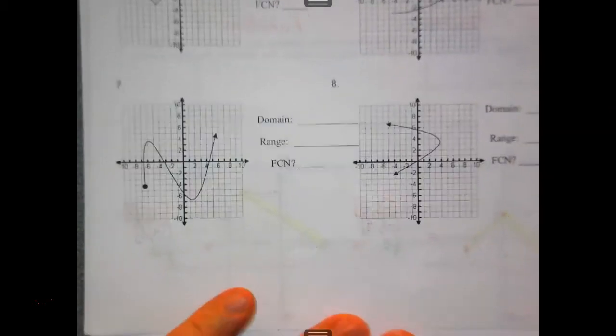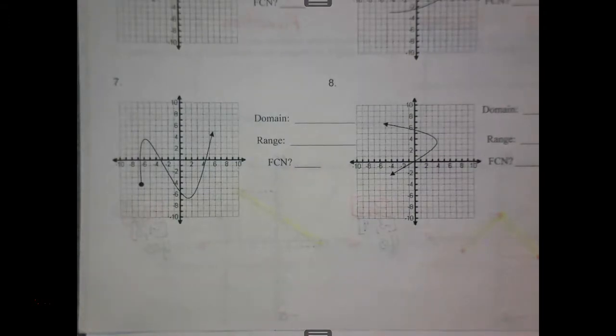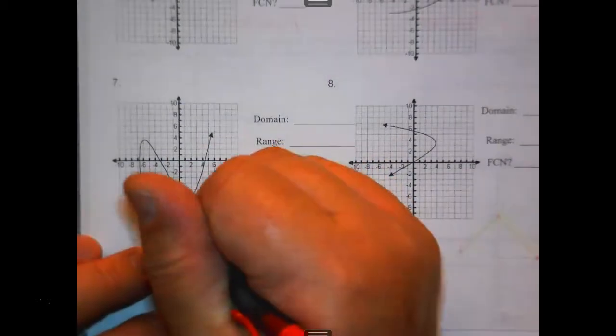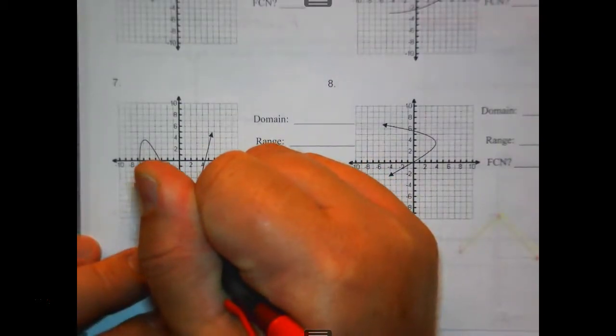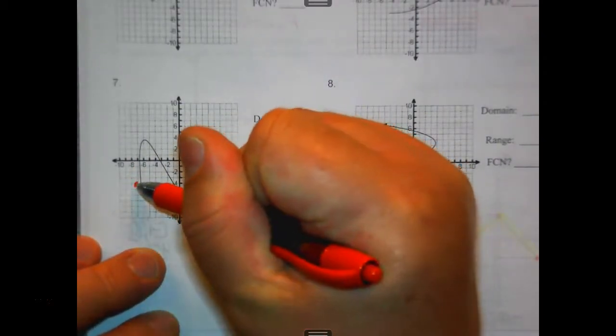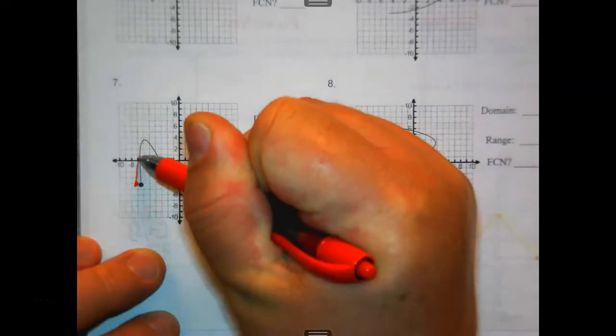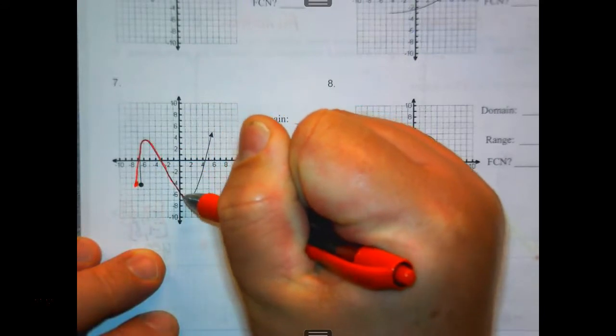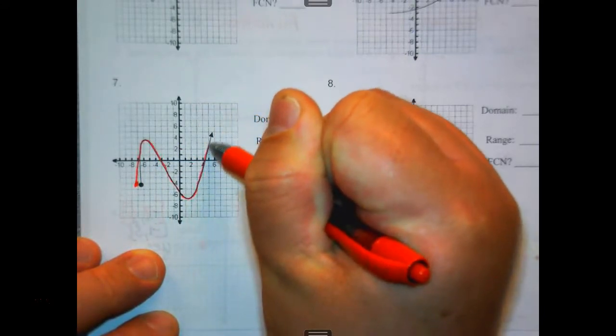Now, number 7, this kind of came out wrong. This point should be here, and it should curve like this. In other words, this should be a function.